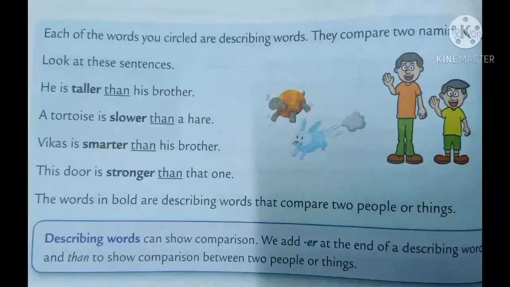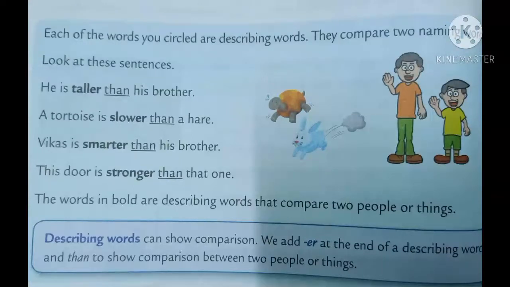Now children, have a look over here. Each of the words you circled are describing words. They compare two naming words. Okay, so each of the words you circled, they are what, children? Describing words, because they are describing a noun, okay? And they are also doing comparison between two naming words.